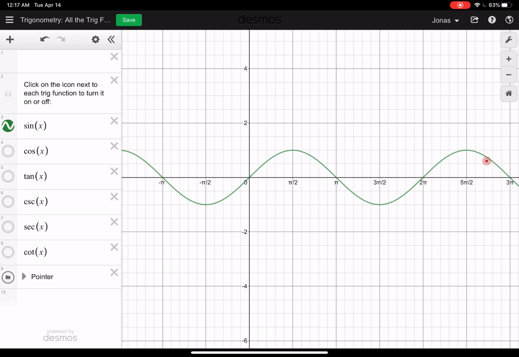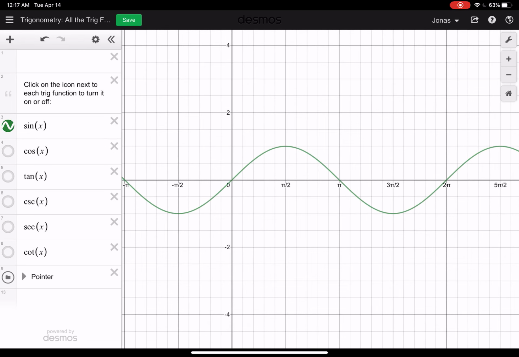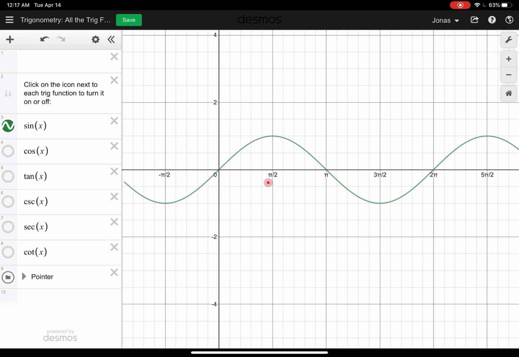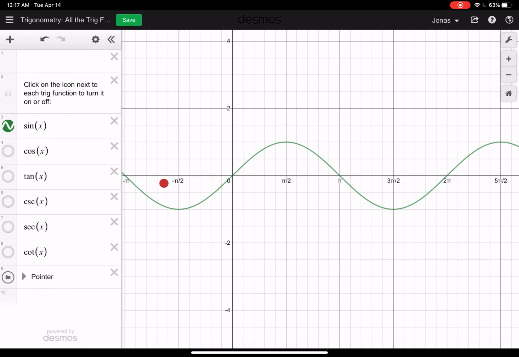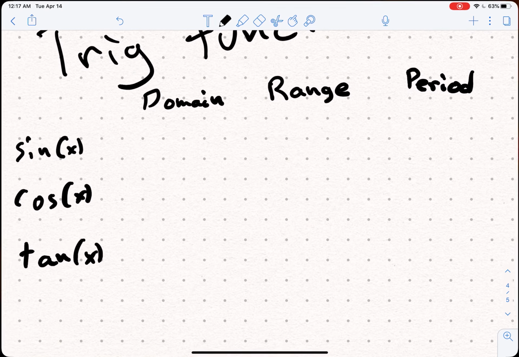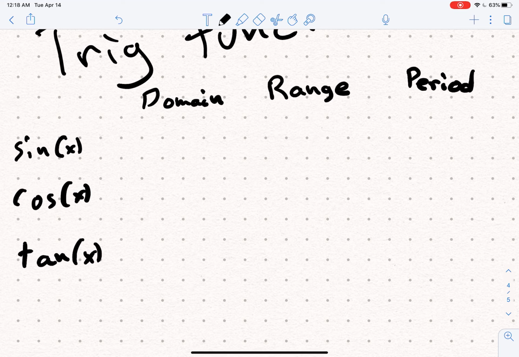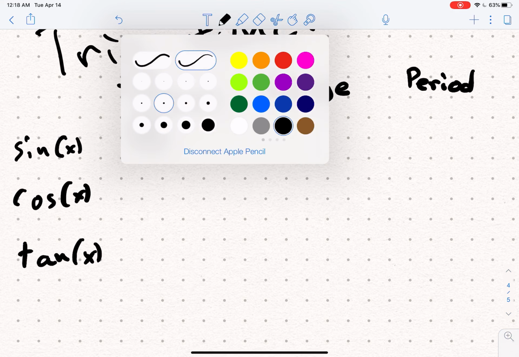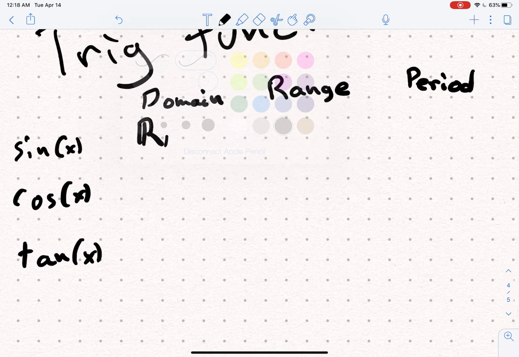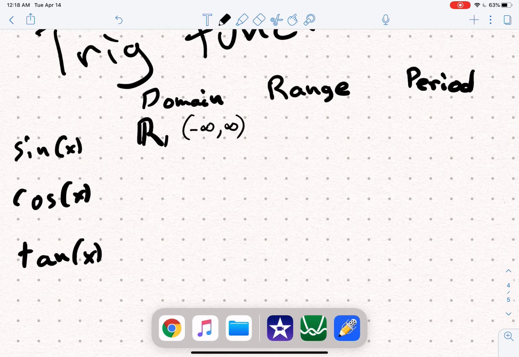So a couple of observations about this. First of all, what is the domain of this thing? Well, it keeps going in both directions. So the domain is all real numbers. And we could denote that for sine, the domain is all real numbers. We could write that as the blackboard bold R. We could also call that minus infinity to infinity. That's the domain of the sine function. That's because it goes all the way to the left and the right.